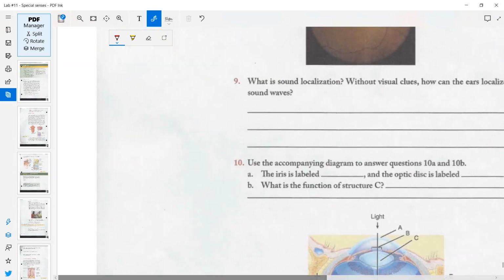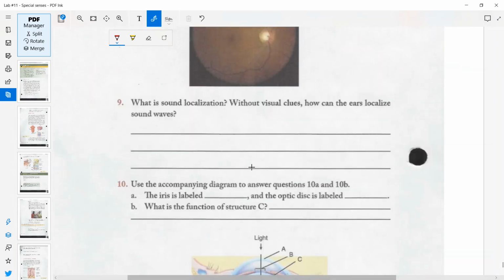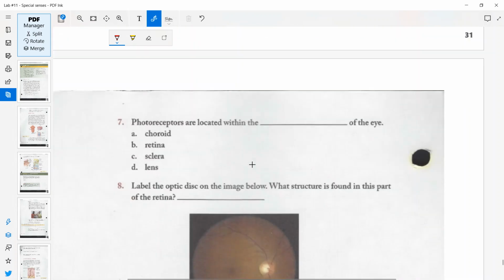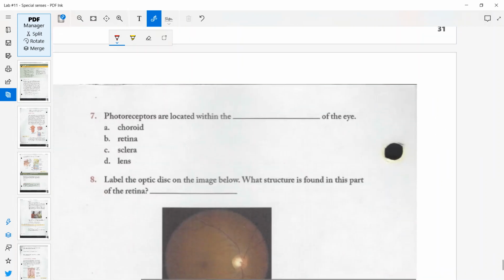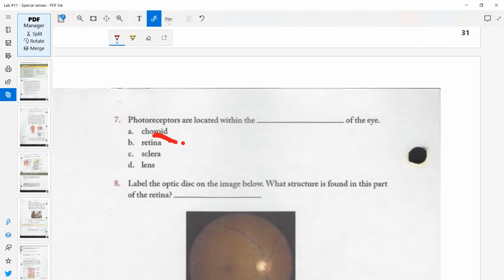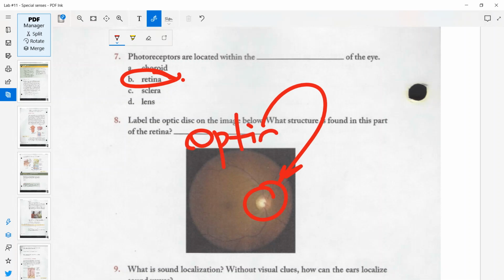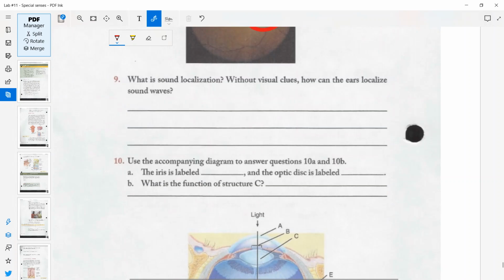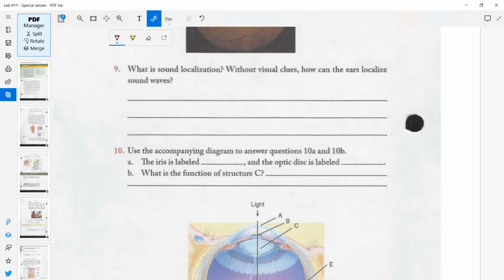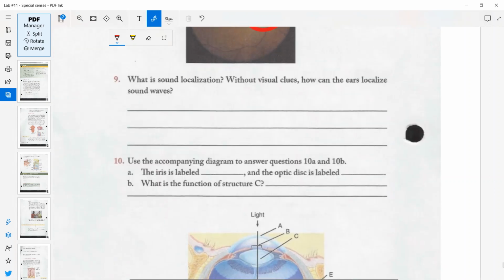And we have a few questions about the eye here. So photoreceptors are located in the retina. Okay. And the optic disc is this little structure. In this part of the retina, the optic nerve is found. Sound localization, we didn't talk about it. You don't have to worry about this question.